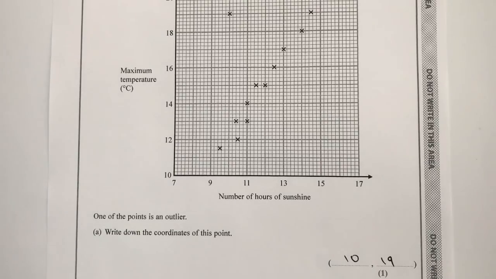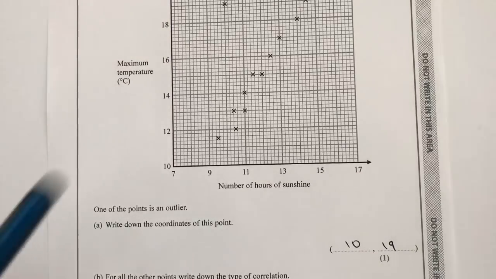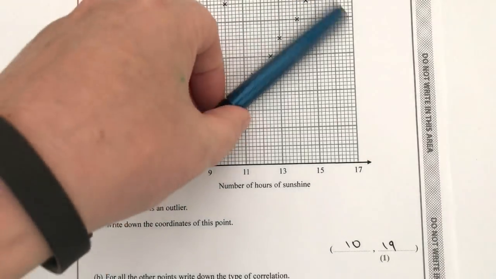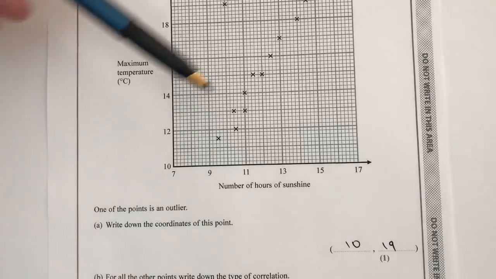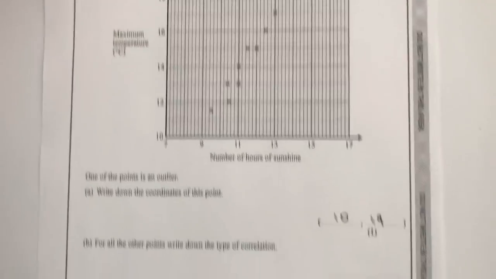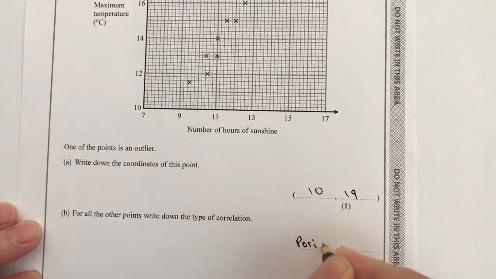Okay, and then it says for all the other points write down the type of correlation. Well, all they mean by that is is it a positive correlation, in which case the points go this way, a bit like a tick, or is it a negative correlation where they would go the other way, something like that. So in this particular case it is a positive correlation.